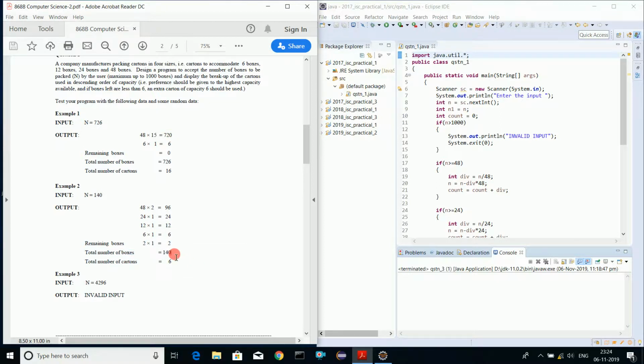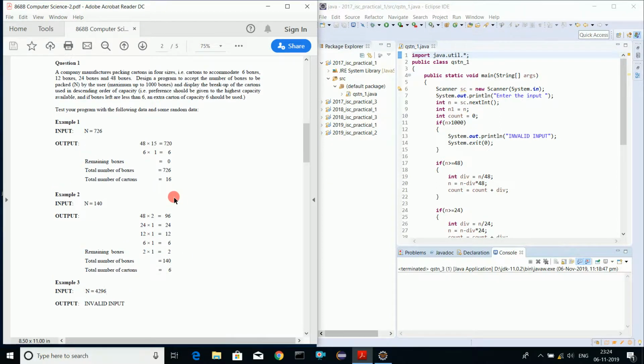Then for 140 total boxes, the total number of cartons required is 2 plus 1 plus 1 plus 1 plus 1, so it's 6. Any input above 1000 is invalid, as we have exceeded the user input limit of 1000. I hope you got the question.